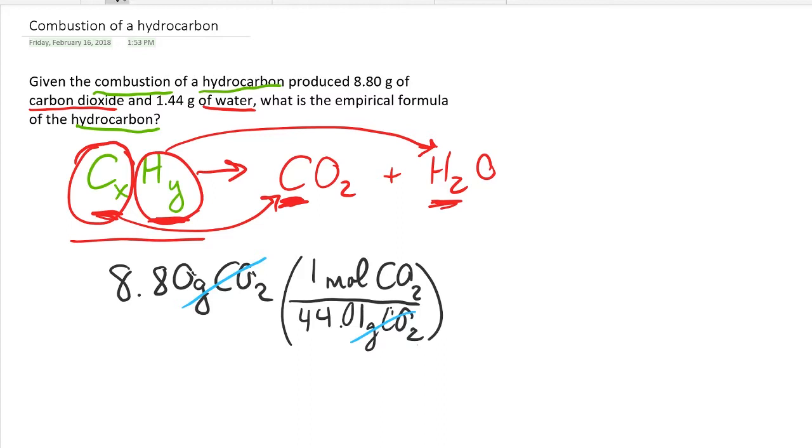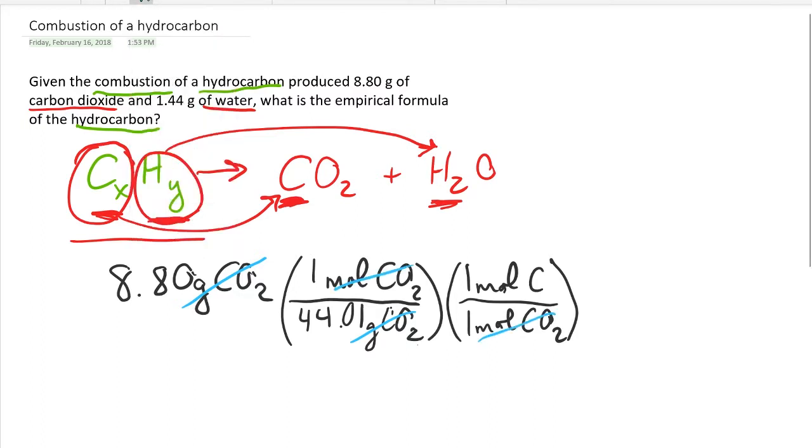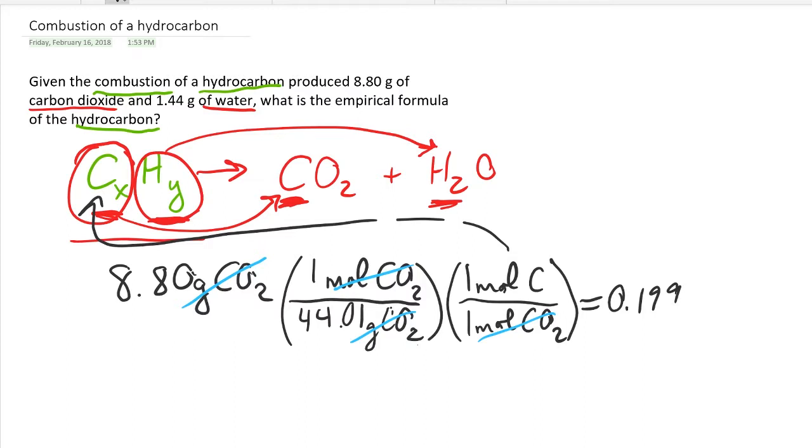To figure out exactly how much carbon we had in the original sample, we can now say, well, for every 1 mole of carbon that was formed, it formed 1 mole of CO2. So by doing this, we are left with units of moles of carbon. This will be the carbon that originally started its cycle as this hydrocarbon. So we can do our math and we can say it's 0.199955 moles of carbon.